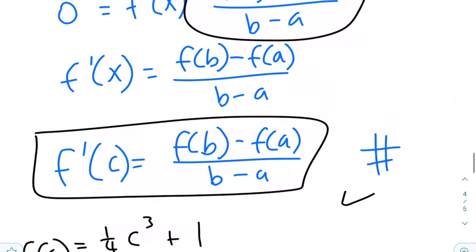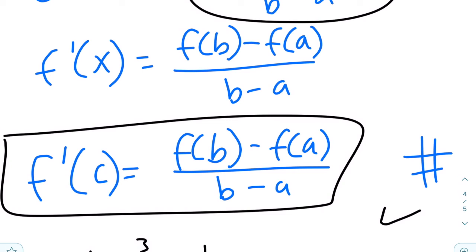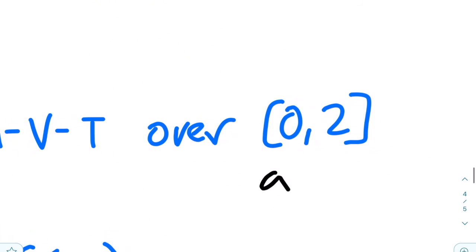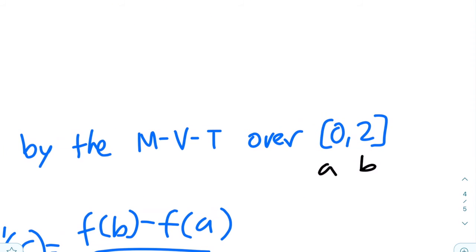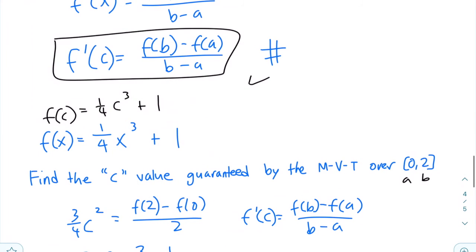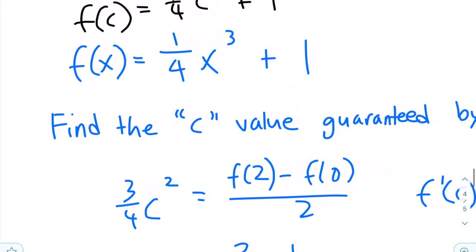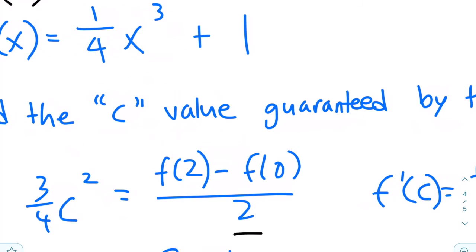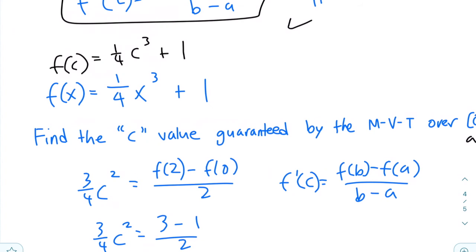Now, we do want to set this equal to (f of b minus f of a) over (b minus a). Now, what's a and b in this case? a is 0, b is 2. So essentially, we're finding (f of 2 minus f of 0) over (2 minus 0), which is just 2. So what is f of 2? What is f of 0?